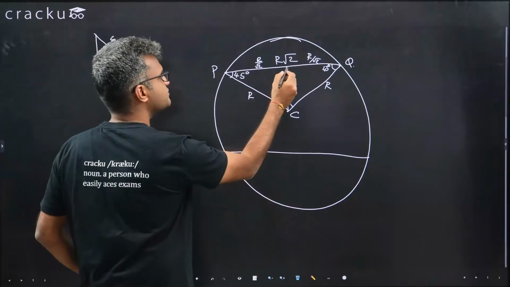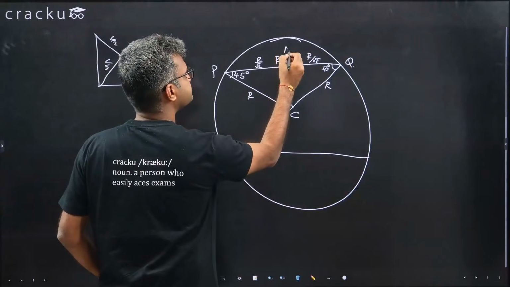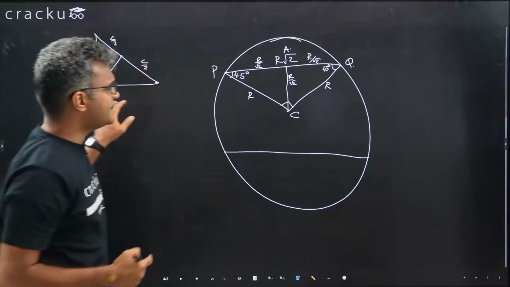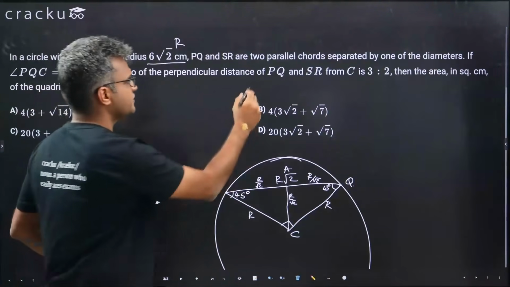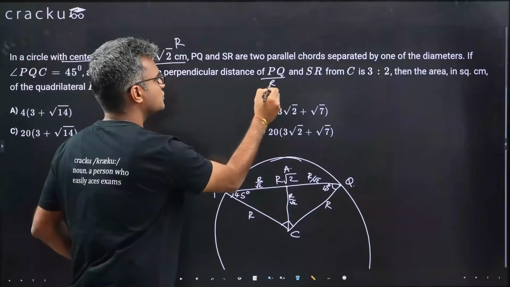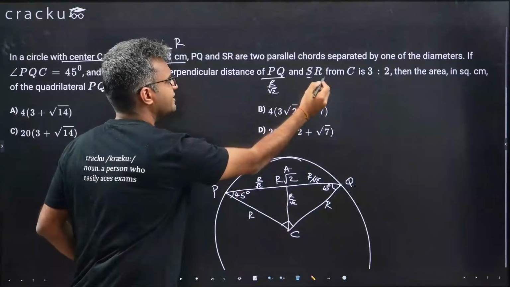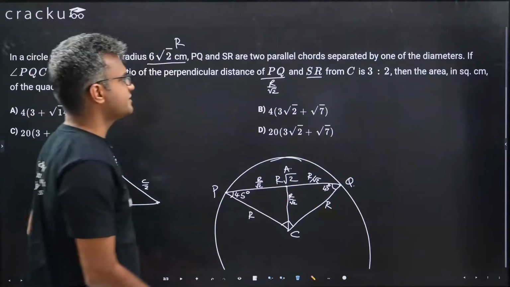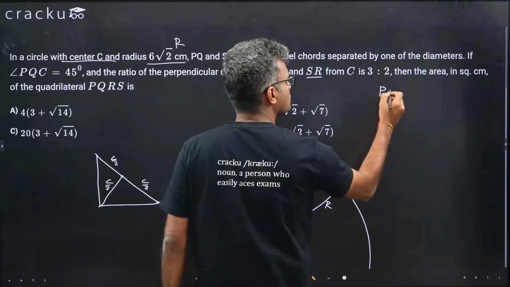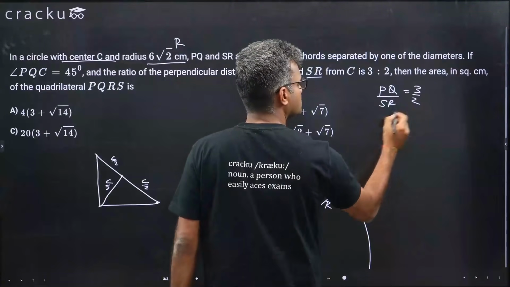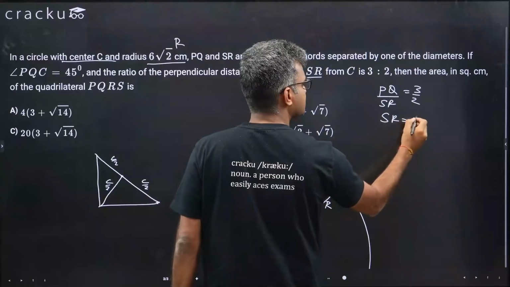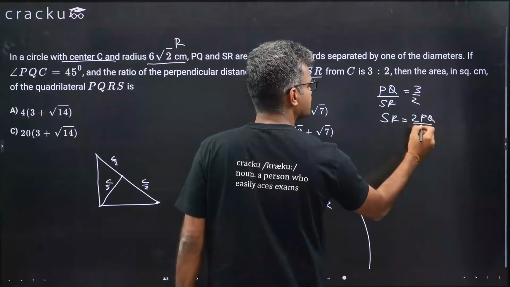Let us assume that this is point A. We are given a ratio of the distance between PQ and SR. So, if PQ is R by root 2, we can calculate the distance to SR. What will that be? PQ divided by SR is 3 by 2. So, SR is 2 PQ by 3.